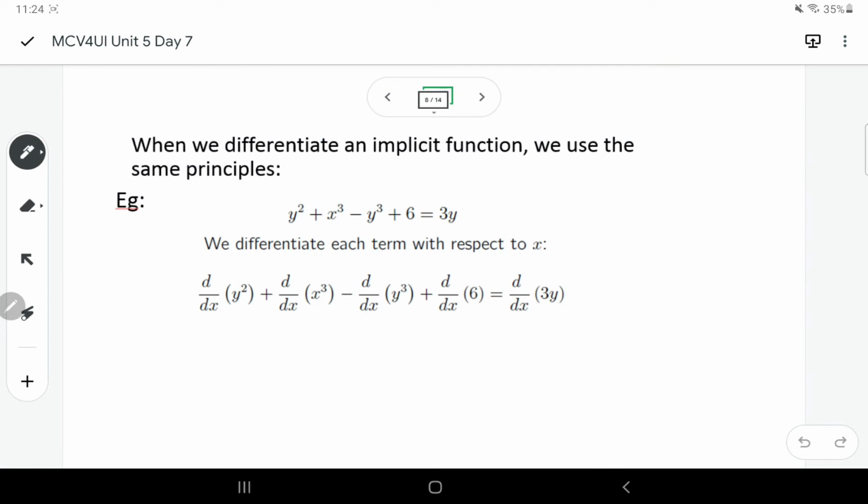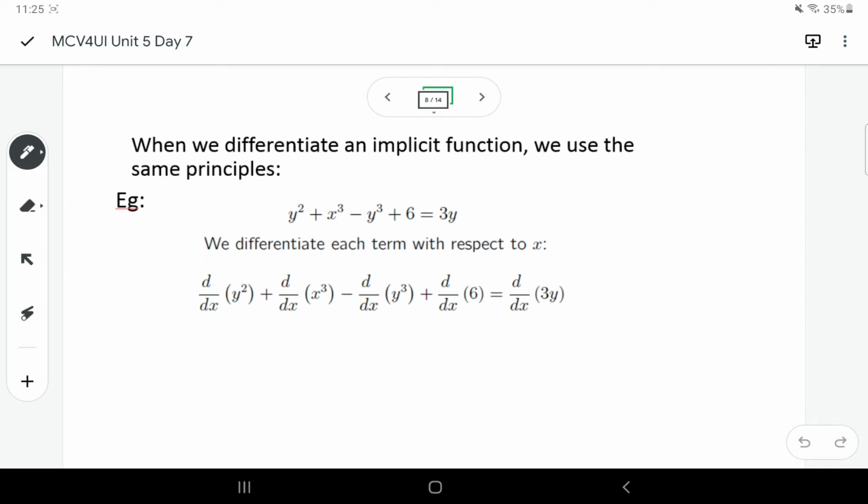So what we're going to do now is look at an implicitly defined function and do the same kind of idea to find dy/dx. So we've got this function here, y squared plus x cubed minus y cubed plus 6 equals 3y. This function we would not be able to take the derivative of in our traditional manner because we can't get it explicitly defined. We can't get it defined as a y equals.